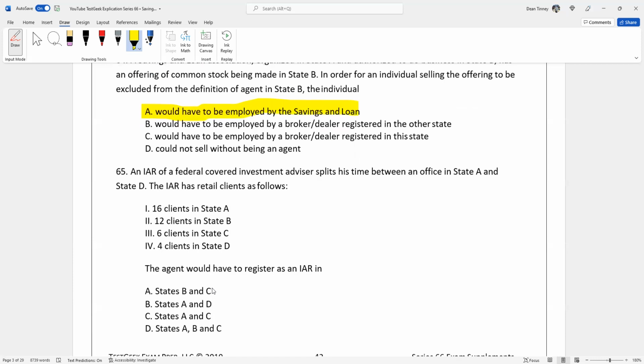An investment advisor representative of a federally covered investment advisor splits his time between an office in State A and an office in State B.